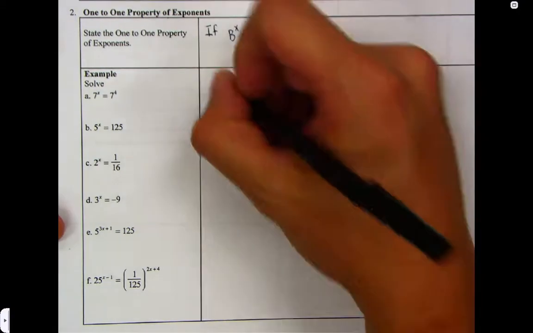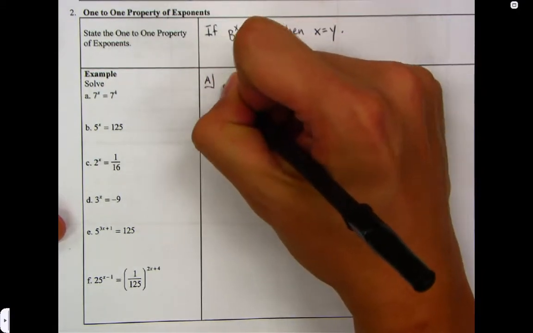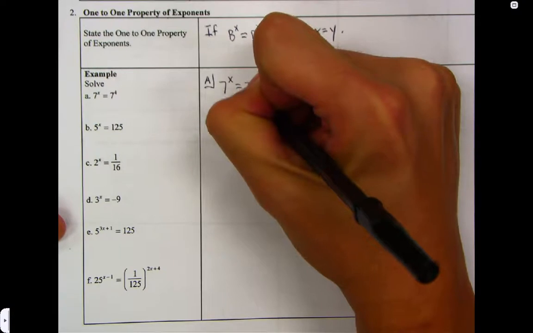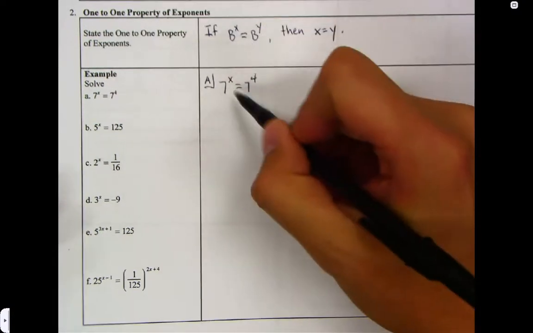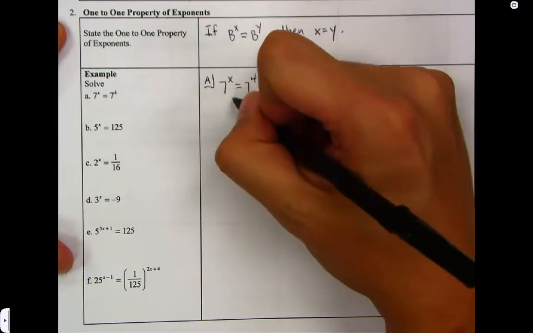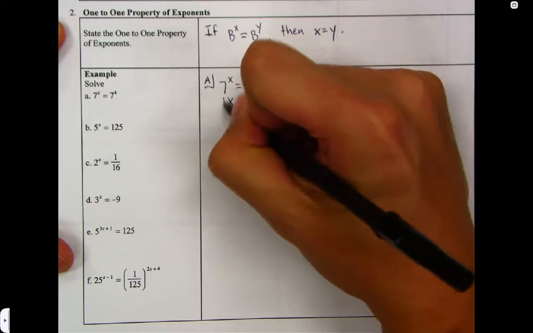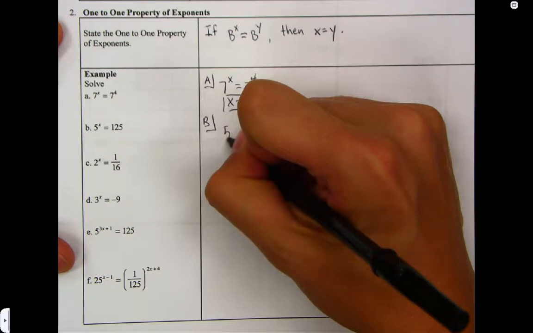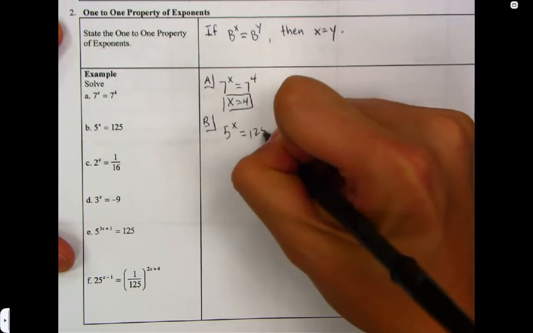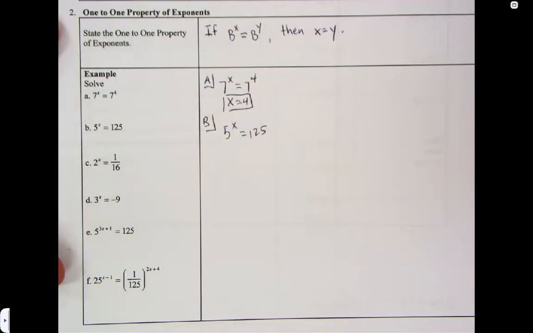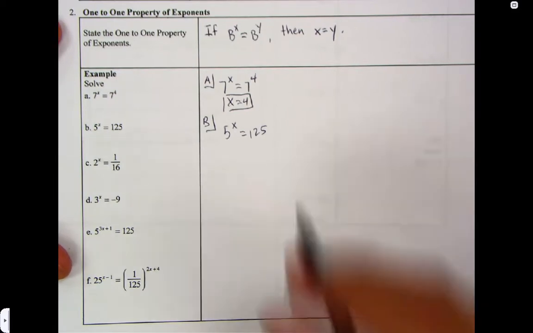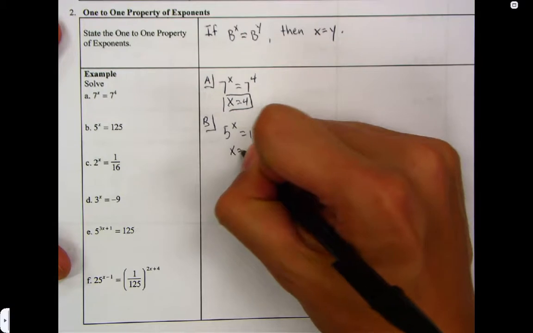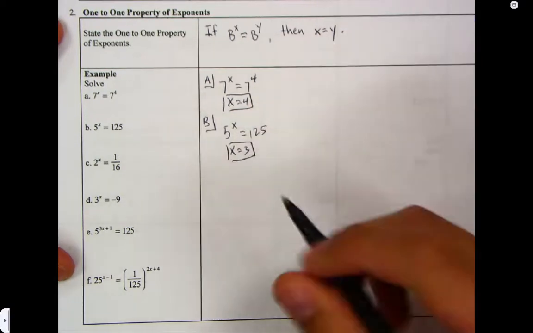Example A, solve 7 to the x is equal to 7 to the 4th. The bases are the same, so that means x has to equal 4. B, 5 to the x equals 125. 5 to the what power gives you 125? That means 5 times 5, how many times will give you 125? 5 to the third power, so x equals 3.